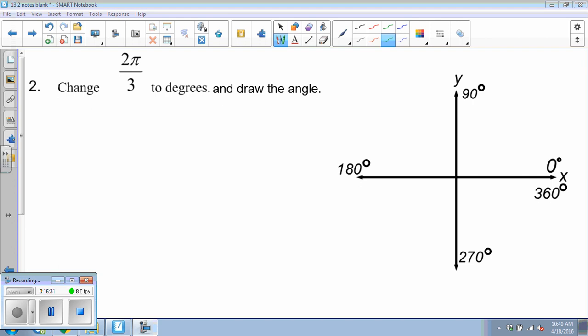So we have 2 pi over 3. That's our angle in radians. If we're changing it to degrees, we multiply times 180 over pi.